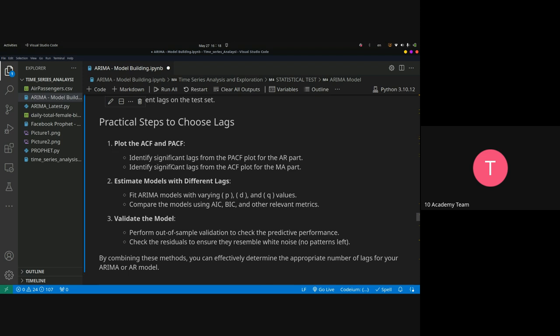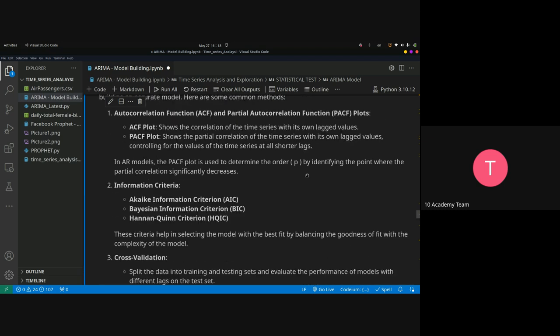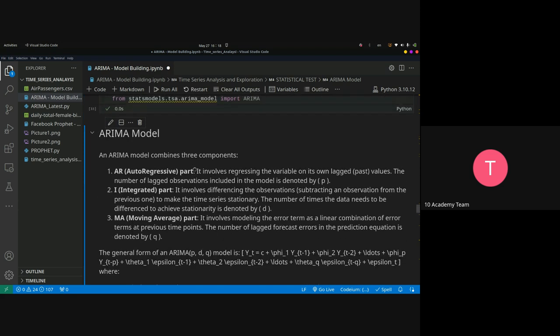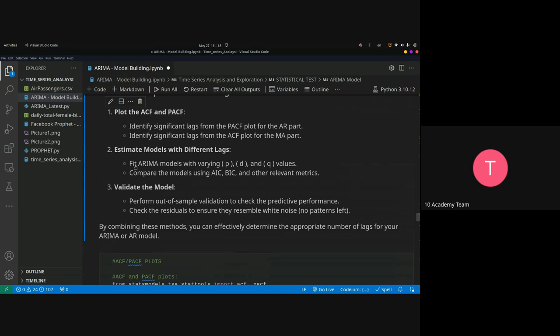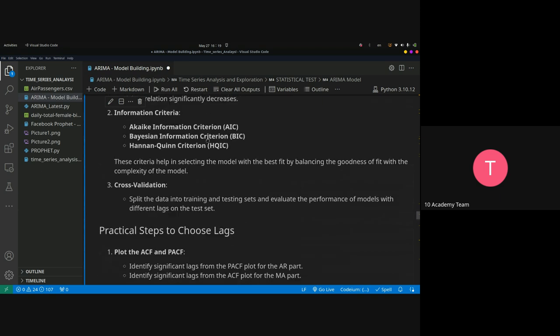You plot and then identify the significant lags from the PACF plot for AR, that means for the value of P. And then identify the significant lags from the ACF plot for MA, that's Q. For AR, that's P. And D is the differencing order. And then fit the ARIMA model with varying P, D, and Q values, and compare the models using BIC, AIC, and other relevant criteria or metrics.